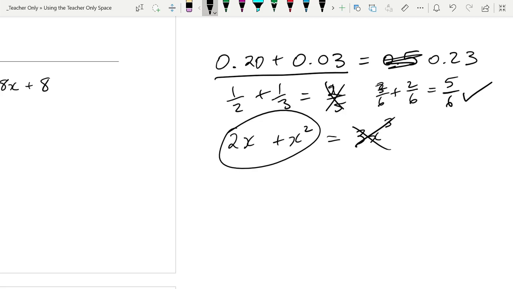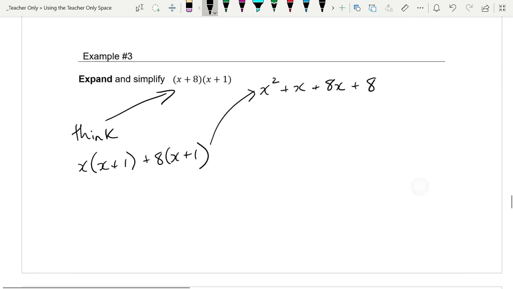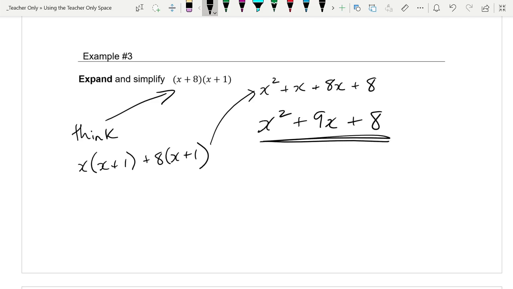I can't combine those. So back over here, if that little detour made some sense to you, I can't add the x squared, so the x squared is still going to be an x squared. But 1x plus 8x is 9x's. And of course, I can't add the 8. So that's as simple as the answer can get.